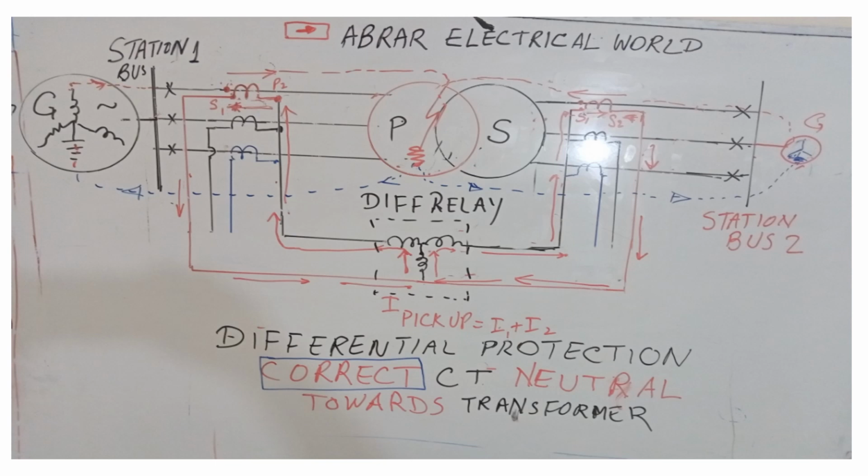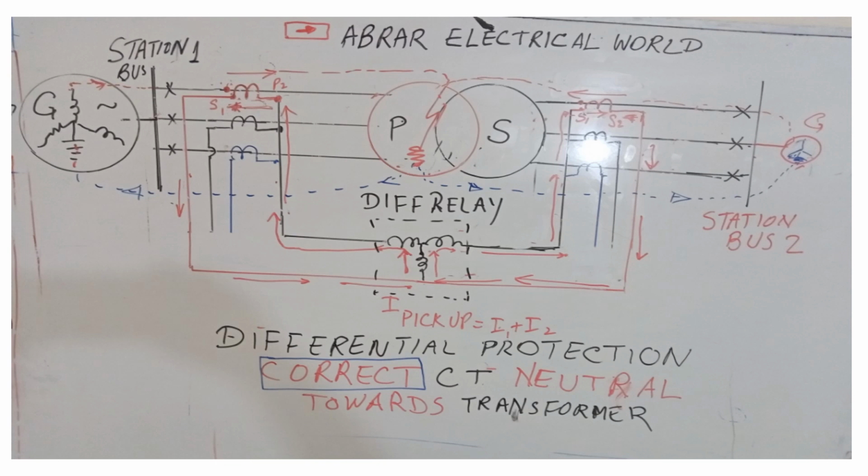Now see, in this case, when the fault is inside the power transformer, the relay currents are in the same direction, so they will add up. Now the relay pickup current will become I1 plus I2. So therefore, the relay will pick up and immediately isolate the transformer in a few milliseconds.